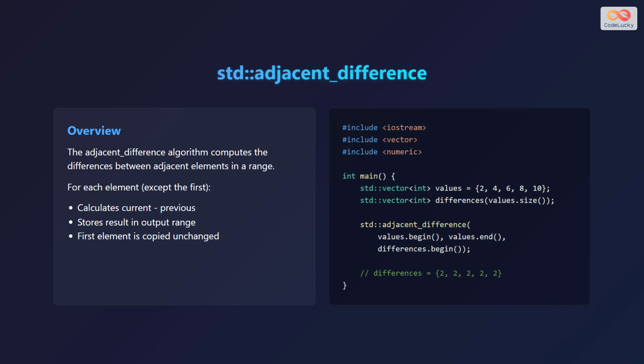Here's an example. Include iostream, vector, and numeric headers. In the main function, create a standard vector of integers named values, initialized with values 2, 4, 6, 8, and 10. Create another standard vector of integers named differences with the same size as values. Call std::adjacent_difference, passing values.begin, values.end, and differences.begin as arguments. This code computes the adjacent differences of the values vector and stores the results in the differences vector. The result will be that the differences vector contains the values 2, 2, 2, 2, and 2.